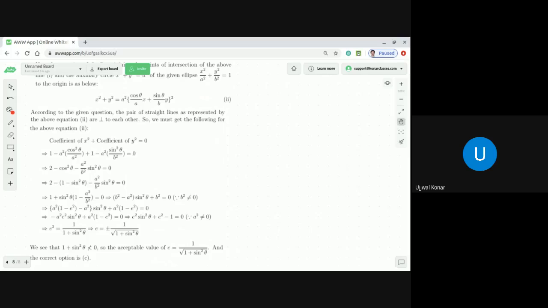Anyone has any smallest difficulty to understand this? Please do let me know. No, sir. Okay, so now let me proceed to the next question, dear students.